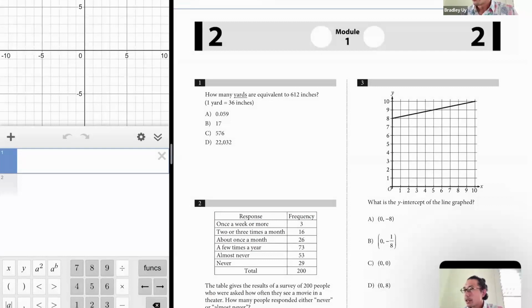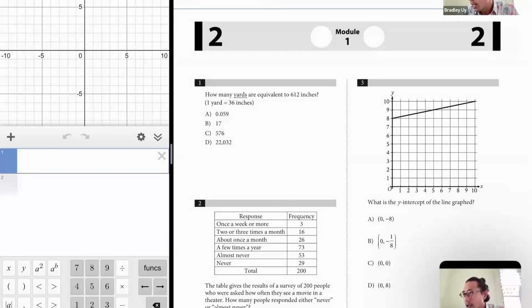Okay, so this is the new PSAT. Each module has 27 questions, I believe, and we're allotted 43 minutes. The first math module is basically pretty standardized. The second math module, however, will be adaptive.